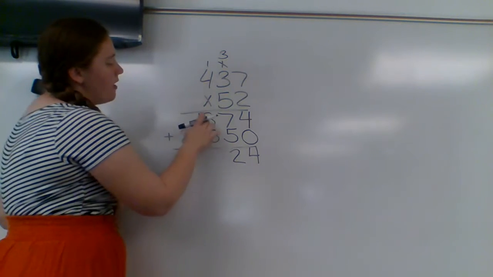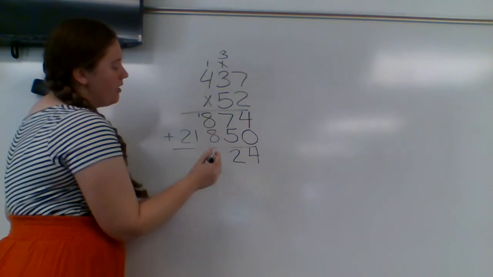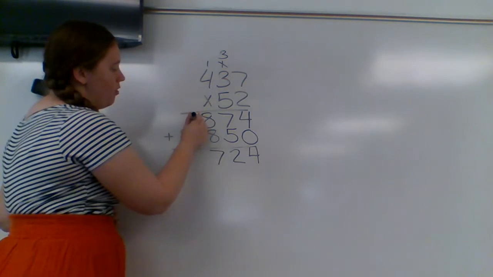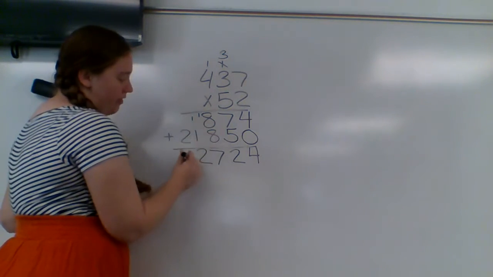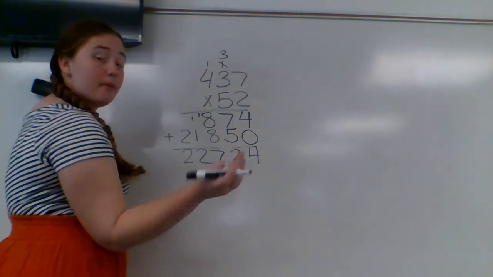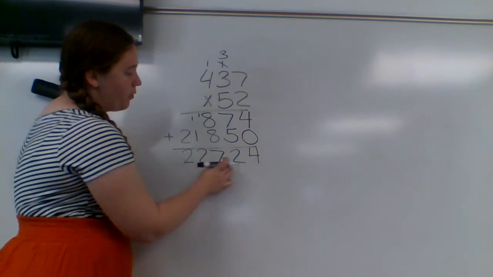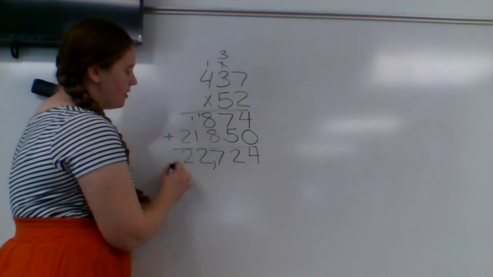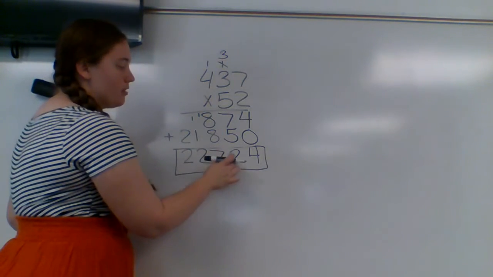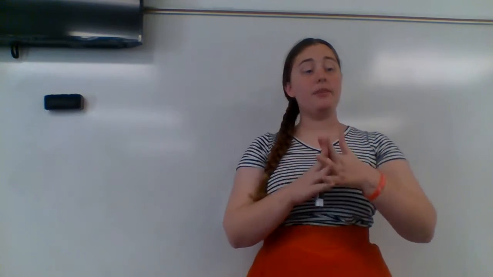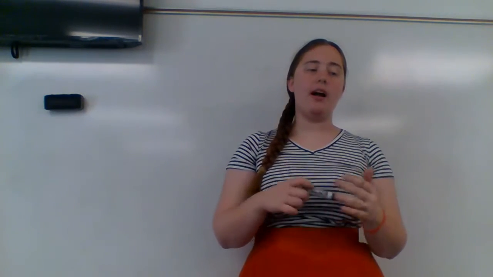Carry my 1. We know 8 plus 8 is 16, plus the 1 is 17. 7 gets written here. 1 gets carried. 1 plus 1 is 2. That's easy. And then 2 plus nothing, of course, is 2. Make sure you're putting a comma. Where do we put a comma in this number? Right, we're going 1, 2, 3 digits and then a comma. So my answer is 22,724.